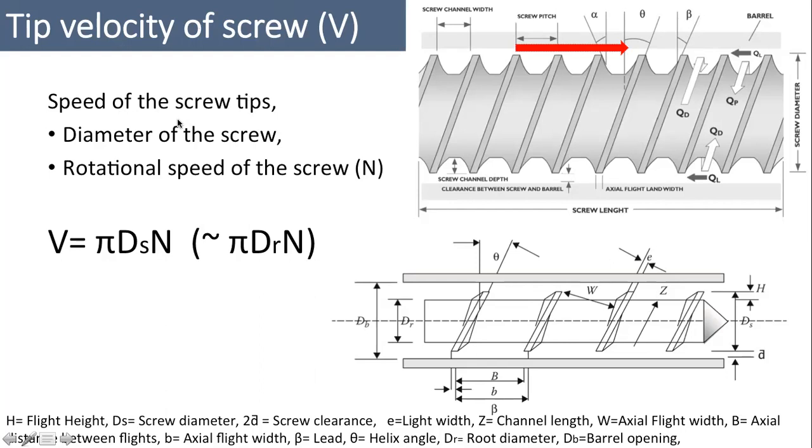So what happens if the diameter increases? In this equation, v equals pi DS N. All these are multiplications, right? So if we increase the D, then what happens to the velocity? Increase or decrease? Answer again, no? Increase. Yes, definitely. If we increase the DS, the velocity should also be increased. N means rotational speed of the screw. So when we increase the rotational speed, again, what happens to the velocity? It has to be increased.